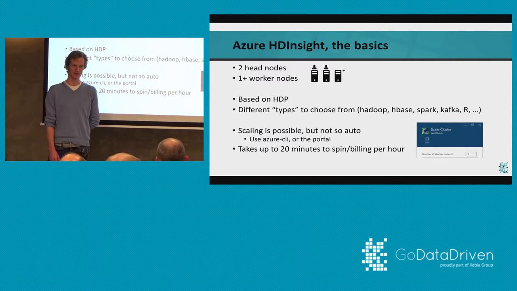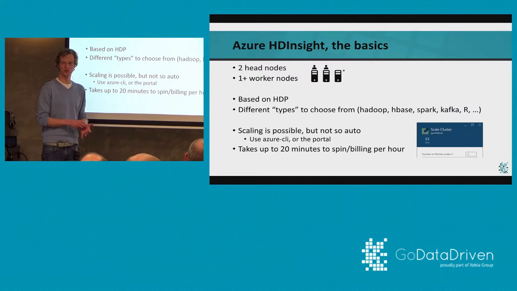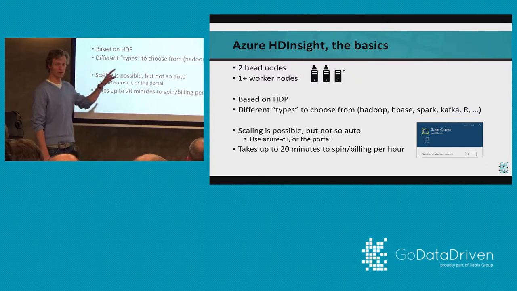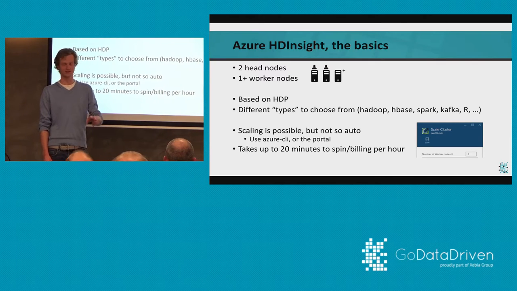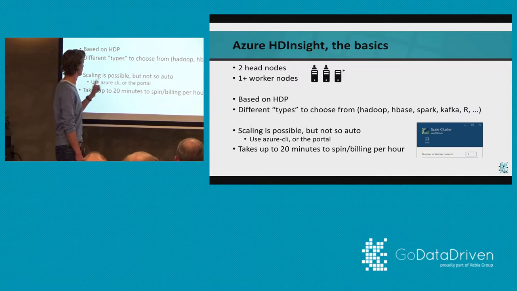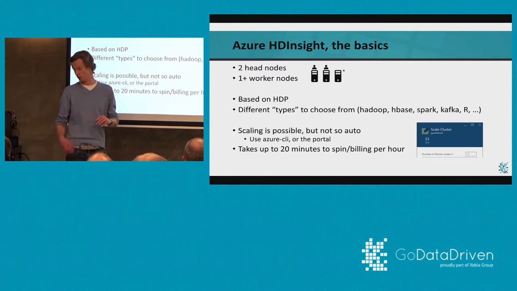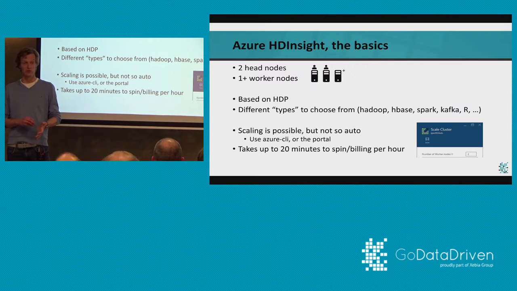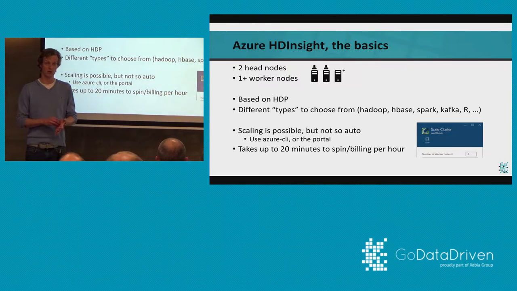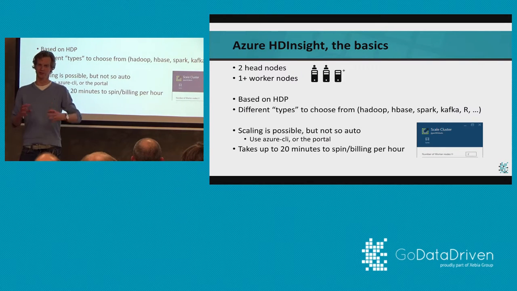So, next one, next contender. HDInsight starts off quite well. We actually have two head nodes instead of one, so HA is a possibility at least. And then we have one worker node at least, but you can have more than one. What HDInsight does is it's based on HDP, so Hortonworks Data Platform. It's like a badly configured variant of it.